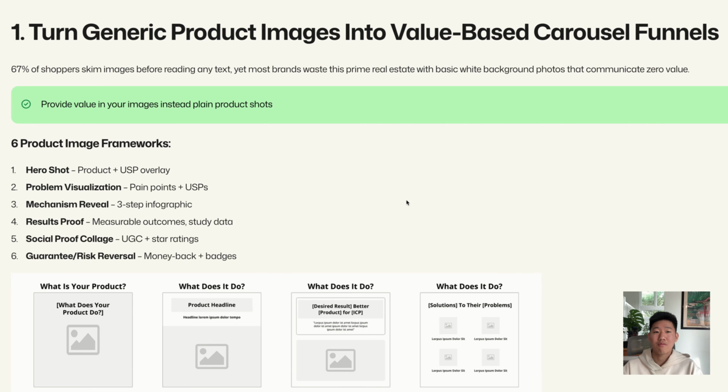turning your generic product images into value-based carousel funnels. The reason why this is important is because 2/3 of your shoppers are going to be skimming your images, especially on your product pages, before reading any other text. That's why you want to leverage and maximize this prime screen real estate you have with better, more valuable, communicative images. So provide value in your images instead of plain product shots.